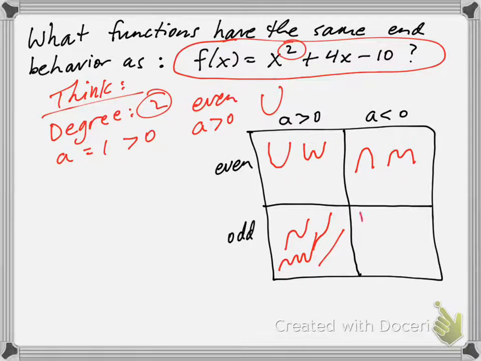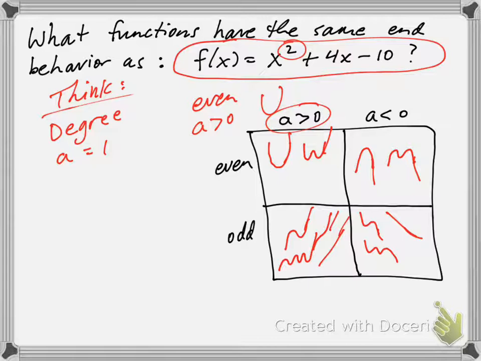And then same with a negative. So the graph goes down from left to right. So when a is positive, the graph goes up when you go to the right. And when a is negative, the graph goes down when you go to the right. So there's a lot of similarities here, but these are the 4 possible combinations. And so when you think about that kind of a thing, what functions have the same end behavior as this function here? Let me erase some of this stuff here.